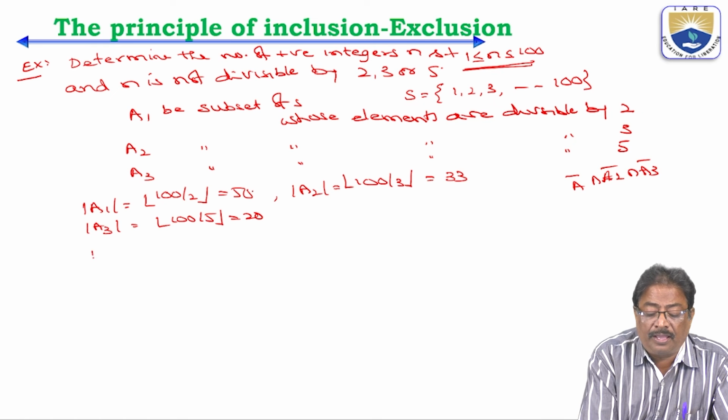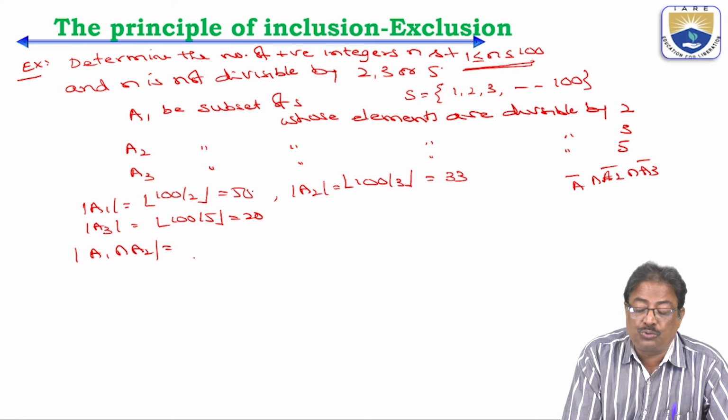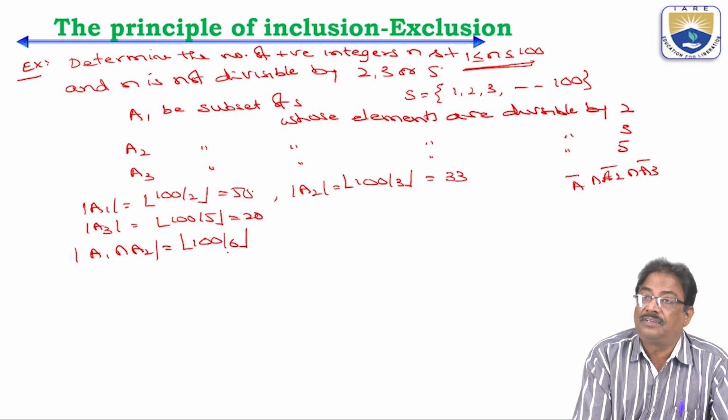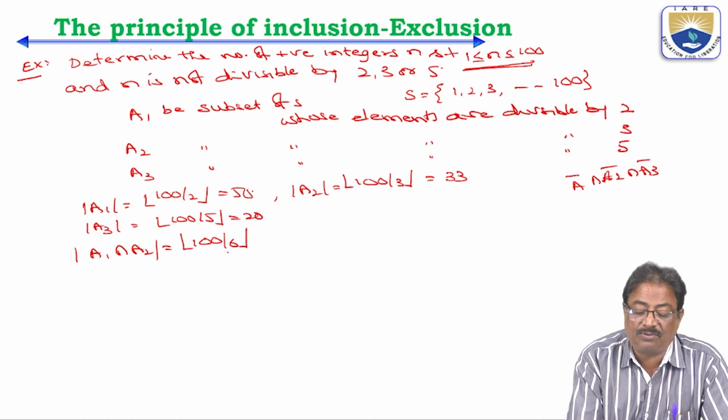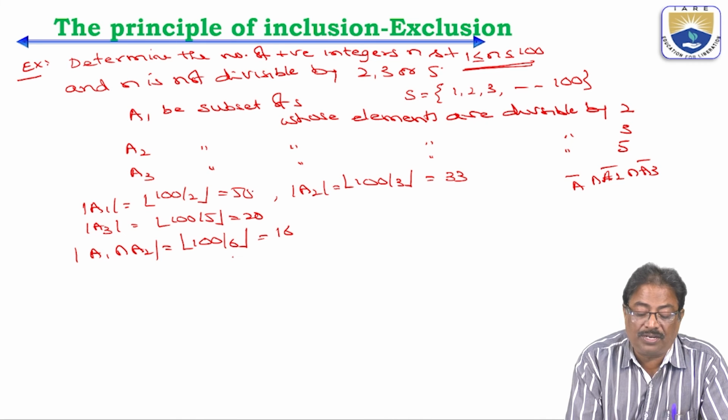Now, the cardinality of A1 intersection A2. So the number of elements which are divisible by 2 as well as 3. The LCM of 2 and 3 is 6, so we are going to consider 6. 100 divided by 6 is nothing but 16 point something; I am taking the floor, so I am going to get only 16.